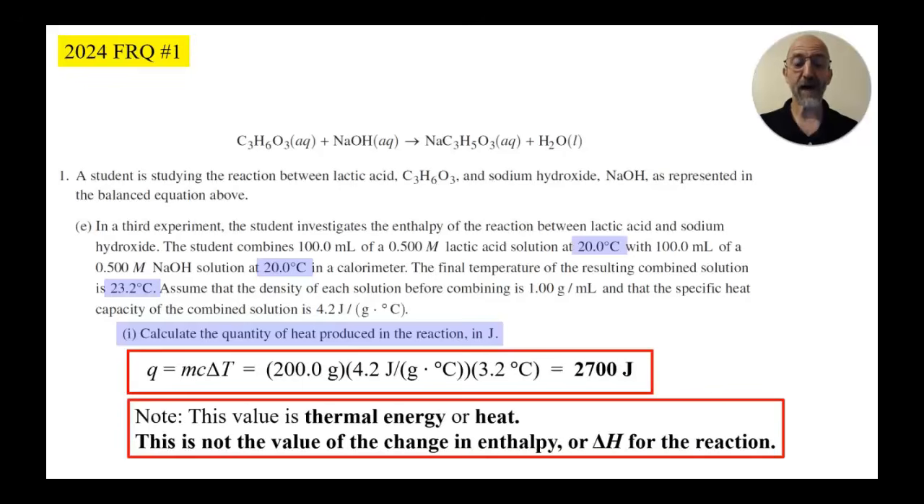Now, I have my q, or my amount of thermal energy. This is not the value for the change in enthalpy, or the delta H, for the reaction. There is a difference between q and delta H. I don't really care about the sign of q because it's the quantity, the magnitude, the absolute value. So I have 2,700 joules. But what often happens in calorimetry calculations is that you will make a transition from the heat, or the thermal energy, to the delta H, the change in enthalpy for the reaction. That's exactly what we're going to do in the next part of this question. We're going to make a transition from q to delta H.